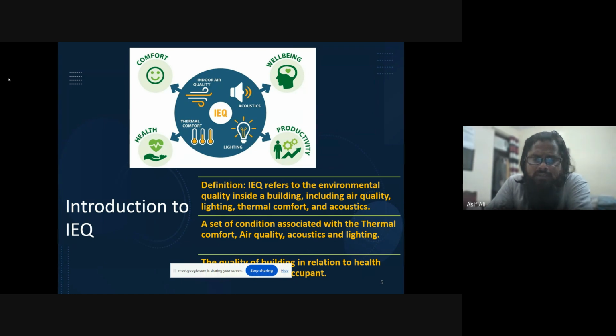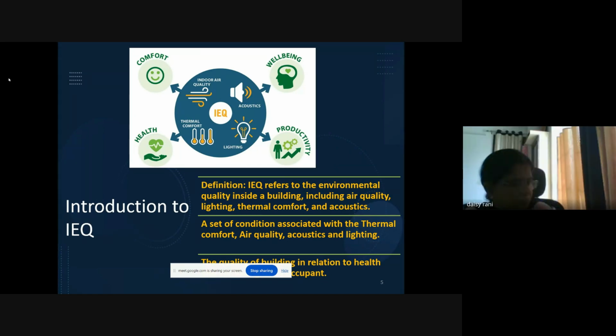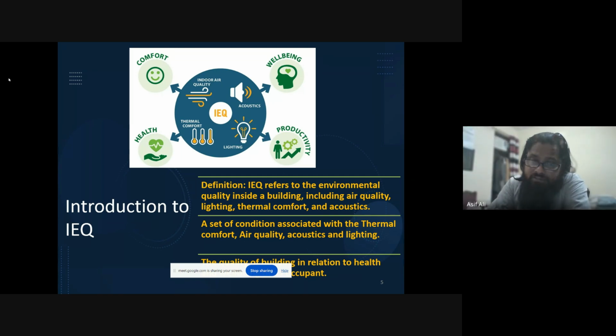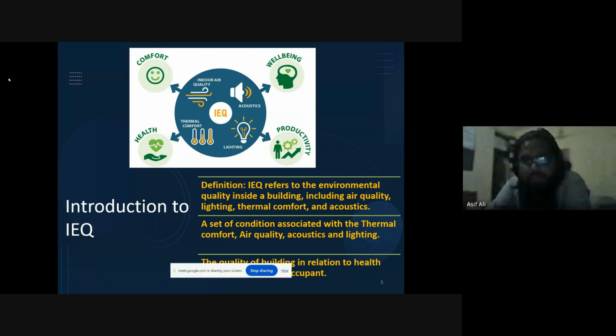So what is IEQ, what is indoor environment quality? Indoor environment quality is the environmental quality inside a building, and majorly there are four factors. It's the air quality inside the building, the lighting, the quality of the light, the thermal comfort, the comfort against the temperature around us, and the acoustics, meaning the sounds, because we are very much affected by sounds also.